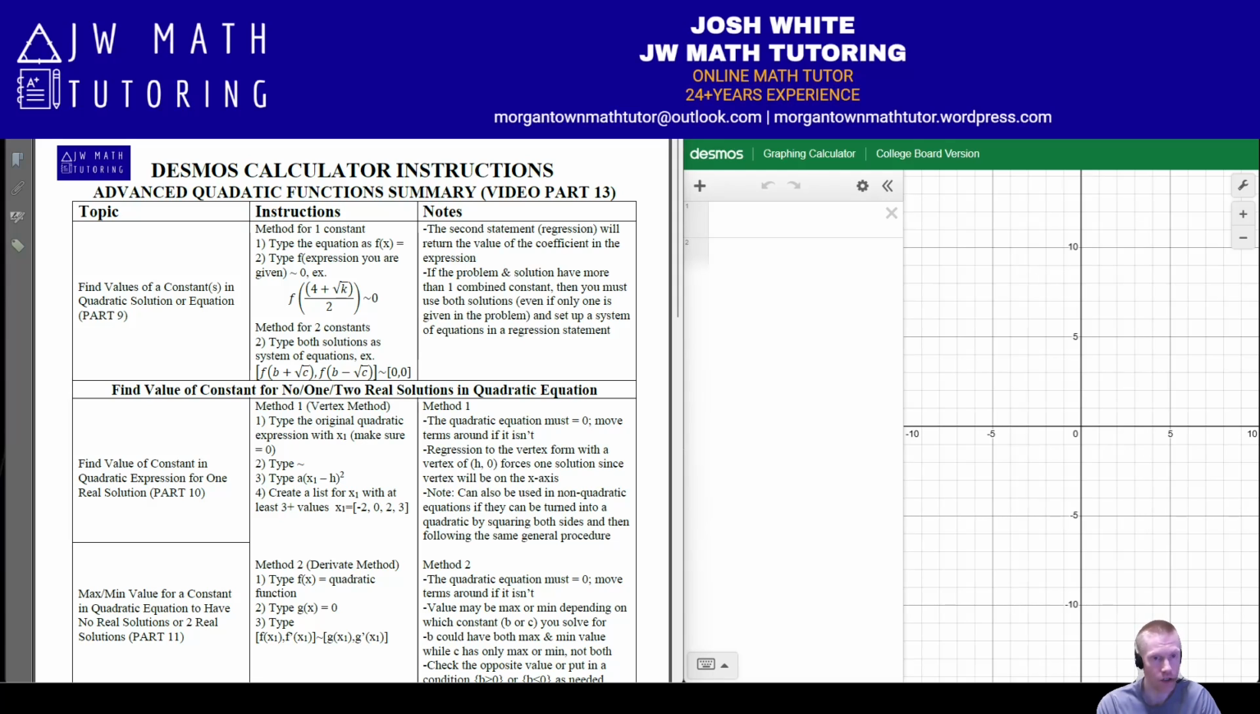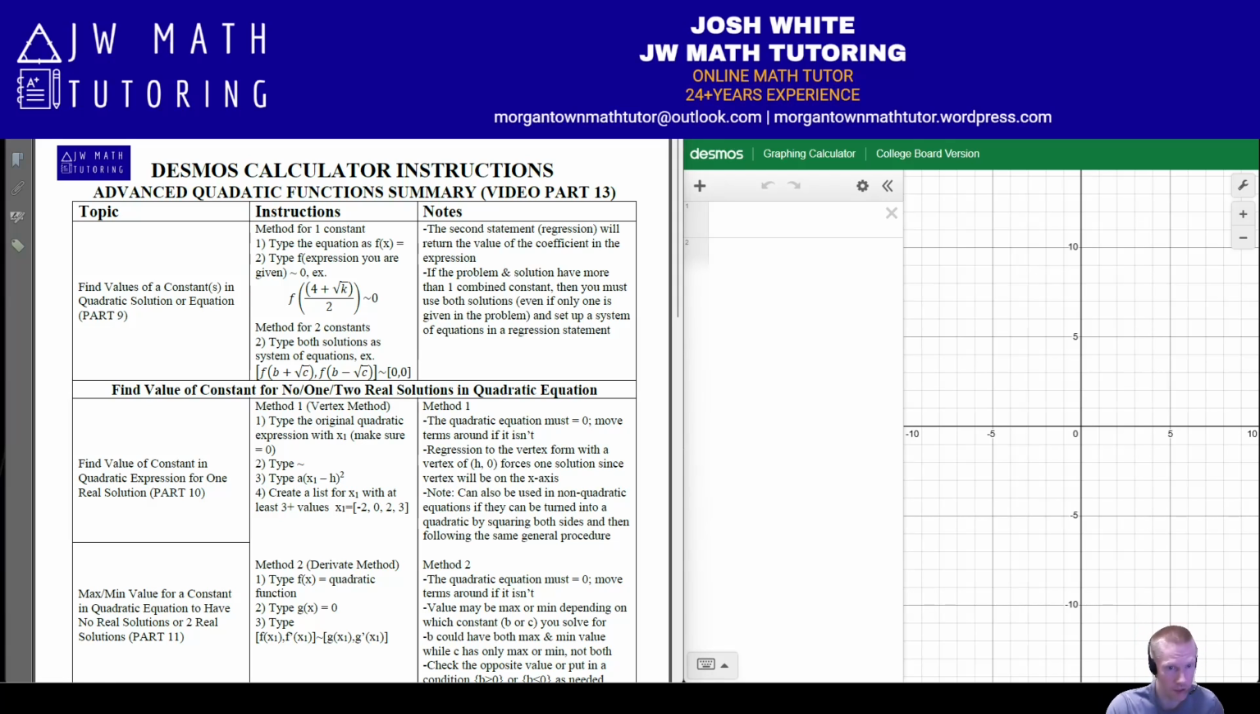There technically are two methods to do this. They're listed in my full guide in the PDF file. I go over both of them in the example video, part 9, but I'm just going to focus on the one that I prefer here, which is to take the equation that you're given, make sure that everything is equal to 0, type that equation as a function, f of x, and then take the solution that you're given and type f of whatever the solution is and use regression, tilde 0.